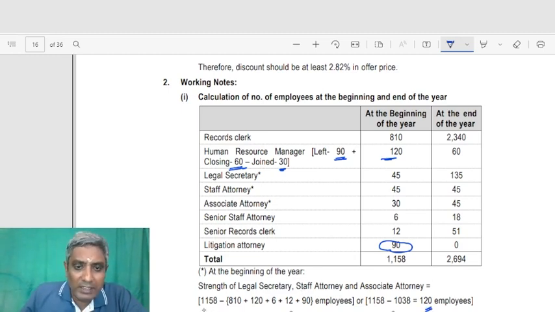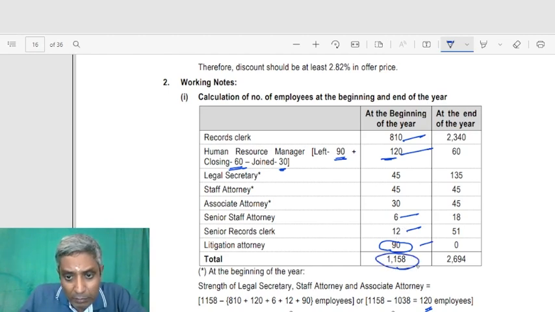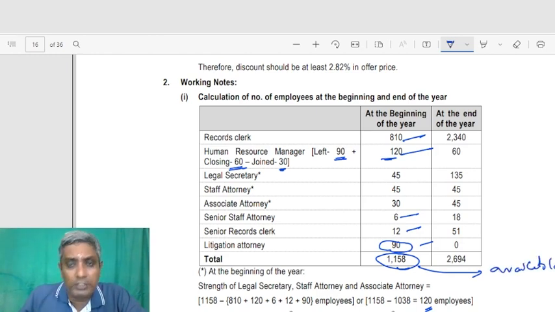How have they found out? 810 plus 120 plus 6 plus 12 plus 90. So this one plus this one plus 6 plus 12 plus 90. This data is summated, and the total employees already available. This is what you need to understand. So this data is available. From there you will deduct it and appropriate ratios are applied. The beginning table is filled up. Am I clear? And the ending table is also accordingly filled up.